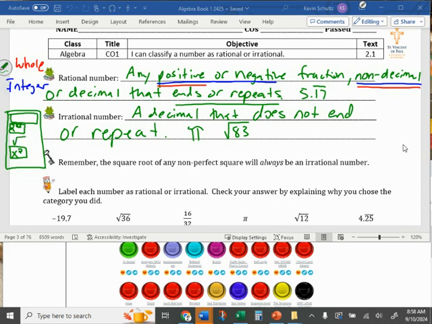Okay? Notice the root symbol is not a button, right? It's printed on the calculator. When that happens, that means you have to push the shift key or the second function key first. Okay? So to do the root of 83, you're first going to push that second button. Then you're going to push the x squared button, but what shows up in your display is going to be this.